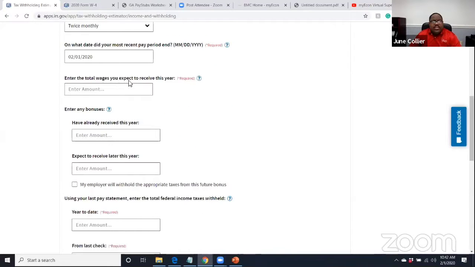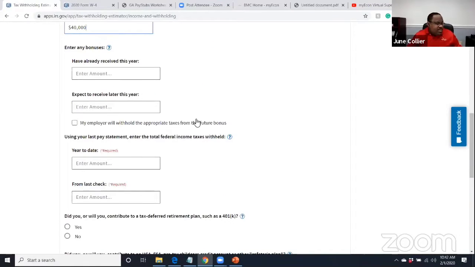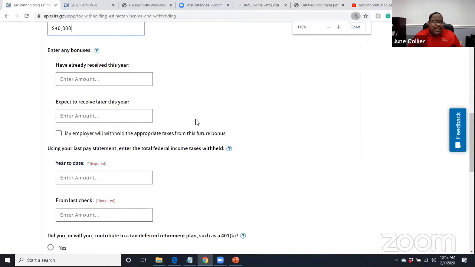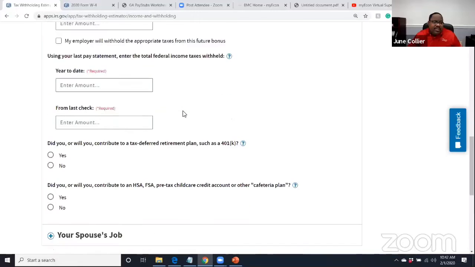Enter the total wages you expect to receive this year. Well, we already know that the husband is going to earn $40,000 a year. So we enter 40,000. Enter any bonuses. They've got a good job, but they don't have a great job. So there won't be any bonuses that they're going to be receiving this year. So we'll leave those boxes blank. They don't expect to receive any bonuses. Now, using your last pay statement, enter the total federal income taxes withheld year to date.